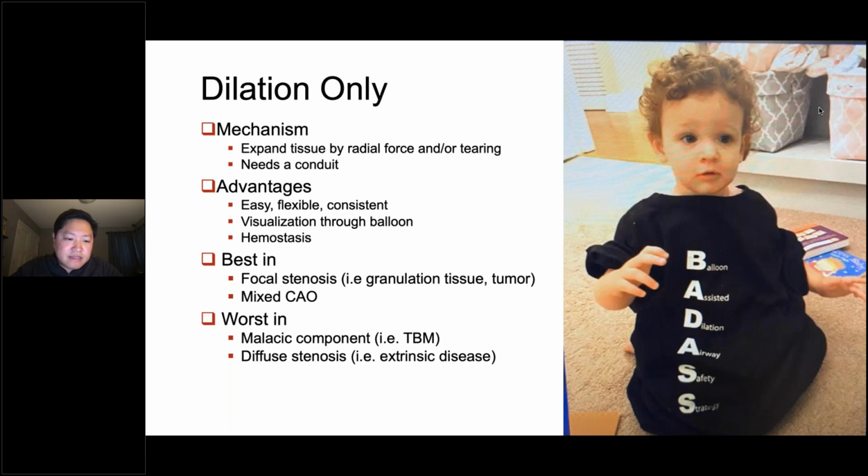It's probably less efficient in a malacic component, like I mentioned. And if you have diffuse stenosis or extrinsic disease, those also will be difficult to dilate. With these two that I mentioned, typically, if the patients do feel better, it's for a brief moment, and there may be a time where you're going to have to consider placing a stent in those type of patients.